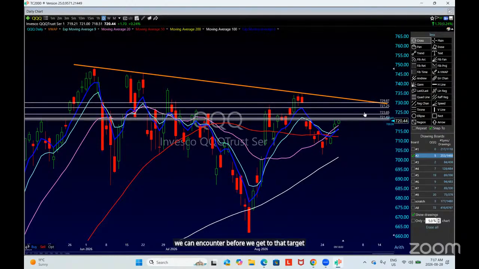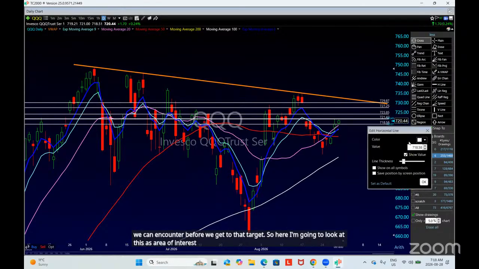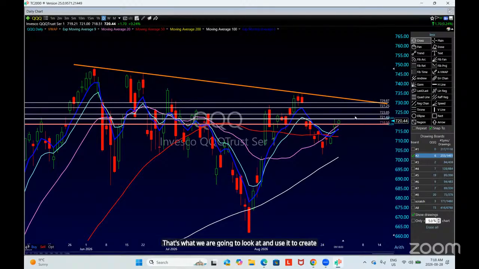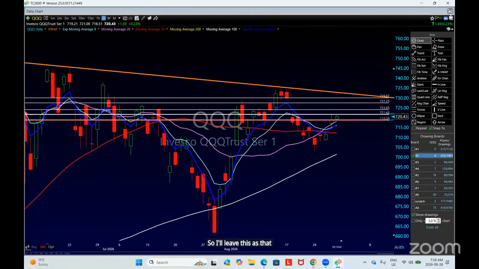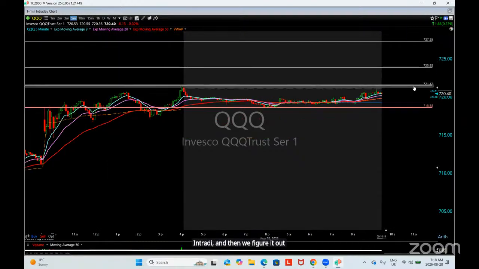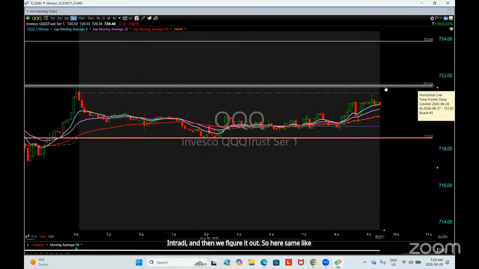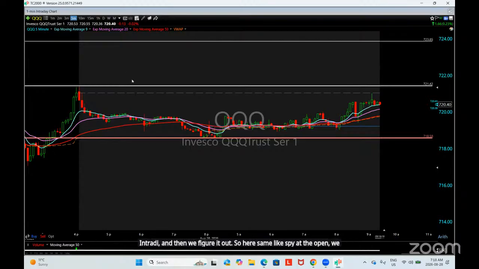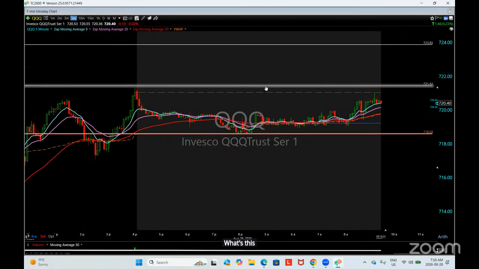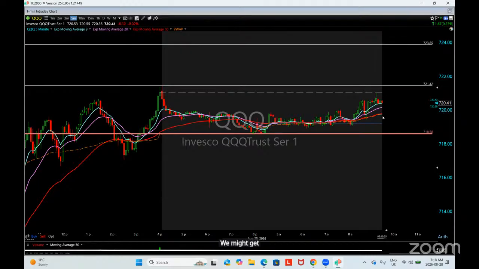So here, I'm going to look at this as an area of interest, and that's what we are going to use to trade accordingly. Okay. So I'll leave this as that, and then we go to the intraday, and then we figure it out. So here, same as SPY. At the open, we might get a move to the downside. First directional pick is down.